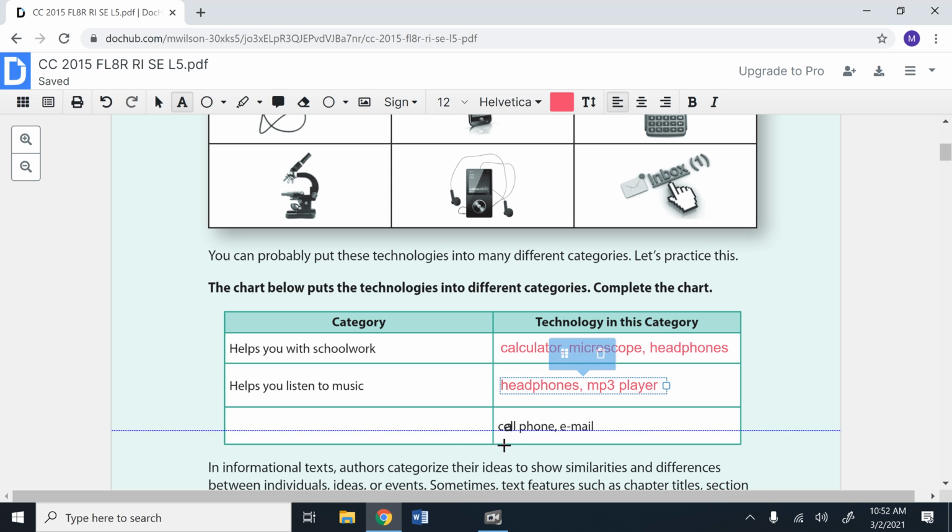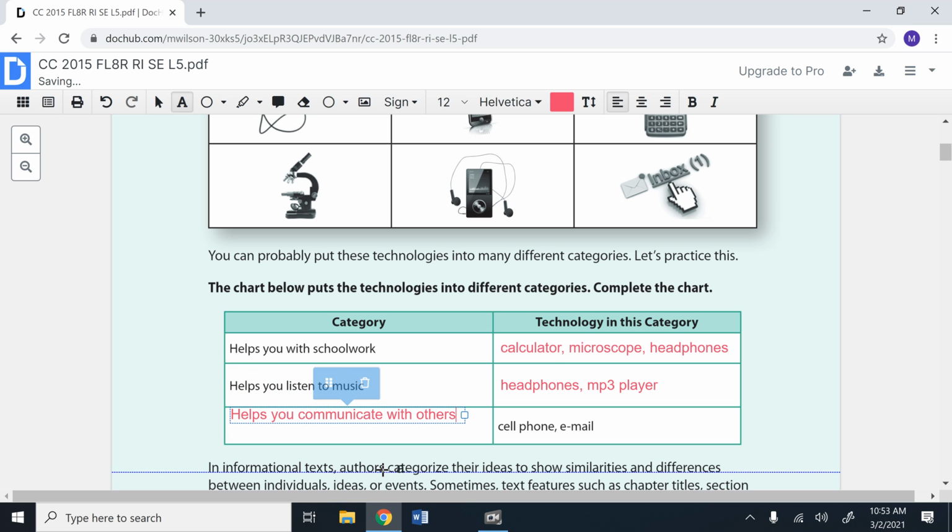And the technology in the last category is a cell phone and an email. Well, I know that cell phones are used to communicate, and I know that email can also be in use for communication as well. So I'm going to think that the category they want me to come up with is that it helps me to communicate. So helps you communicate with others.